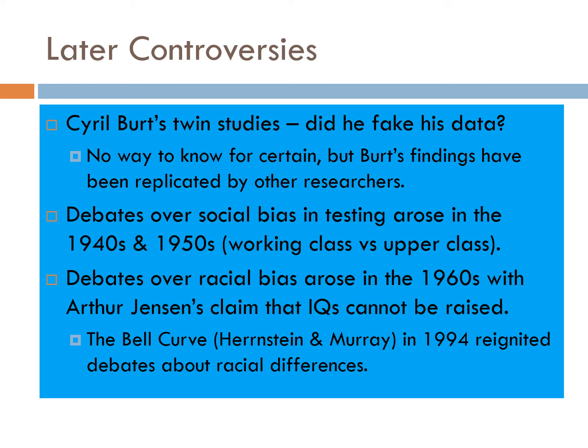So we also had debates over social bias, and testing arose in the 1940s and 1950s with essentially the working class versus the upper class. We also have debates over racial bias that arose in the 1960s with Arthur Jensen's claim that IQ cannot be raised, right? That there's an upper limit to what your abilities are. And then, of course, we have The Bell Curve, with Herrnstein and Murray in 1994, which reignited the debates about racial differences regarding educational abilities.